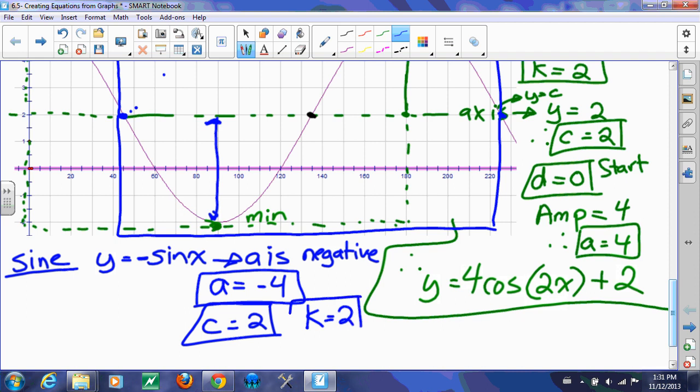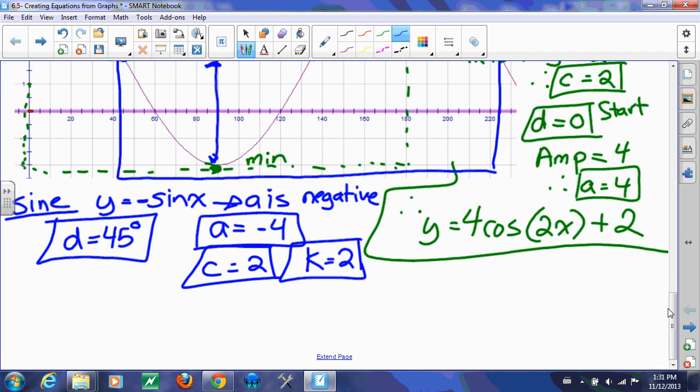But what we have to worry about is our start value. How far along did we start? It looks like it's 45 degrees. So we're going to write down D equals 45 degrees. And then we sub that into our formula. So in this case, y equals A, which is negative 4 this time, sine times K, which is 2, times x minus 45 degrees, and then plus 2.